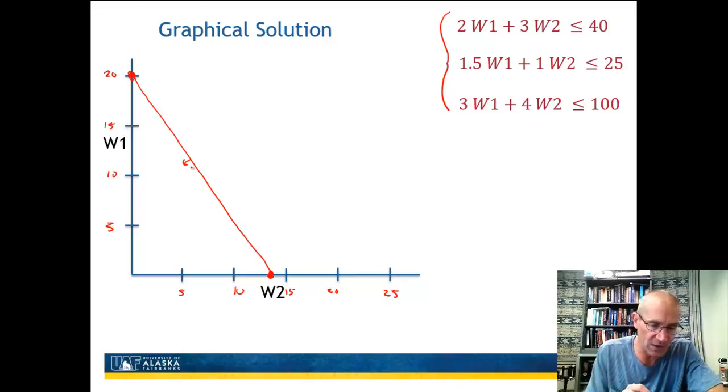So let's go ahead and do our next one. The next one right over here I've got is 1.5 times widget 1 and 1 widget 2. So that means 25 over 1.5 to figure out my x-intercept, and that's going to be right over here at 16.6. So if I did just widget 1, I would be there. And then the other intercept would just be 25 over 1 right there.